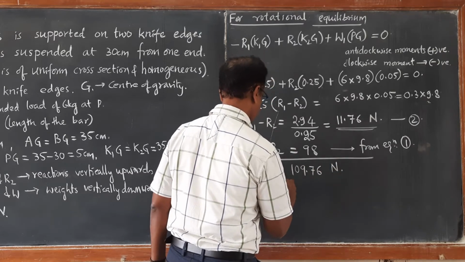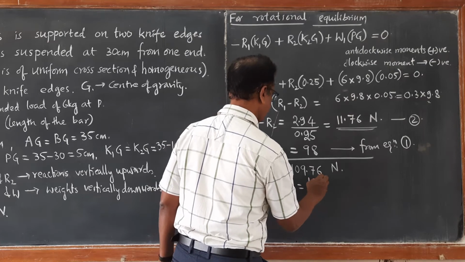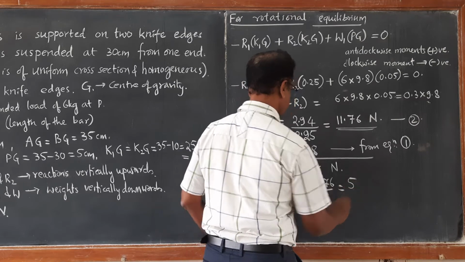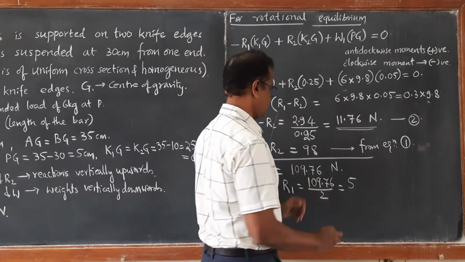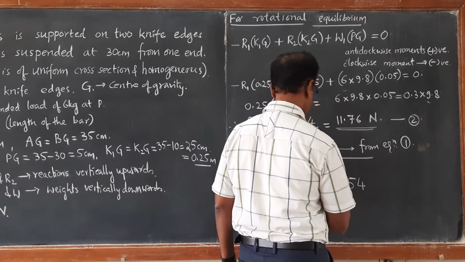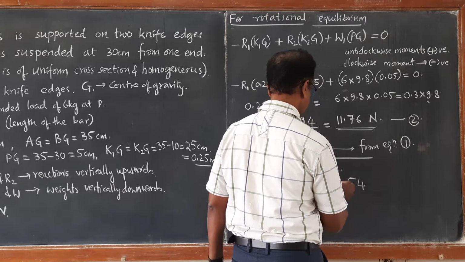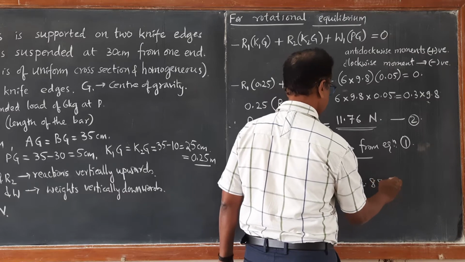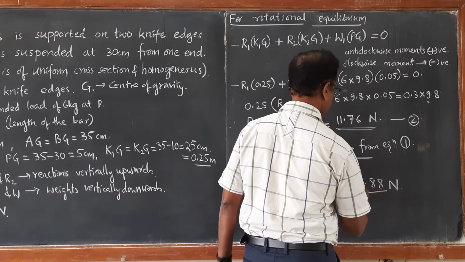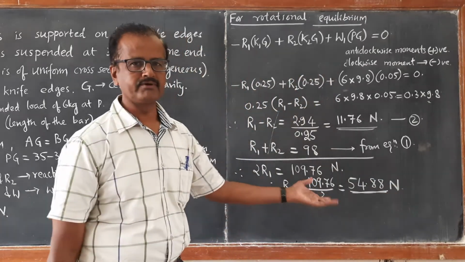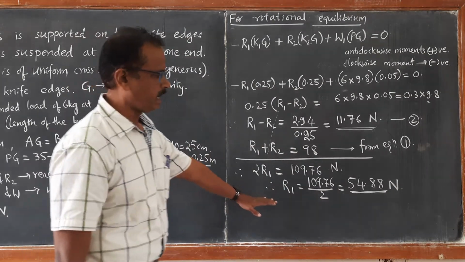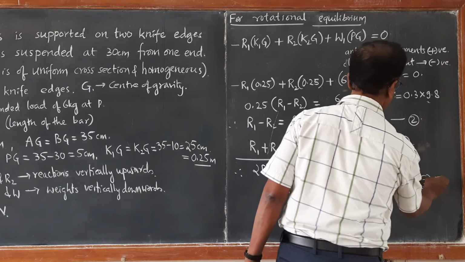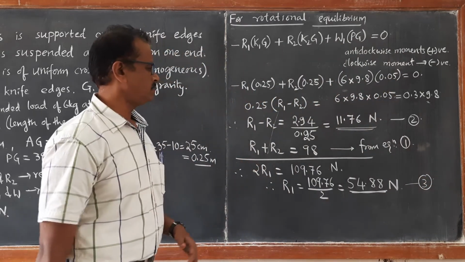Therefore, R1 is equal to 109.76 divided by 2. So 54.88 Newton, almost 55 Newton. So once you get R1, now substitute this R1, equation number 3, in equation number 1.